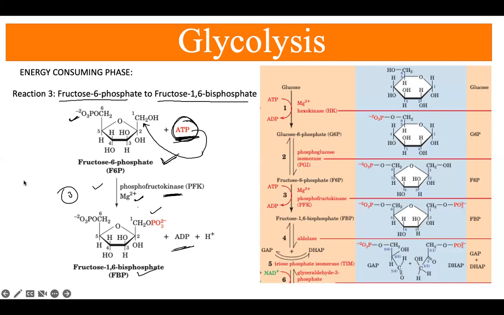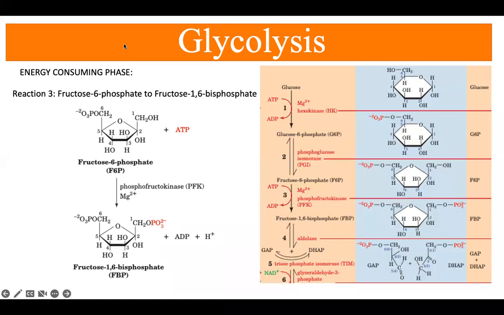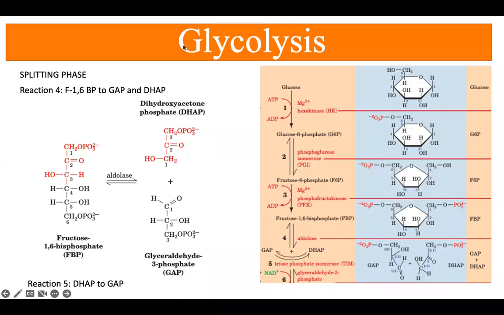Now, make sure to remember that the reaction number 3, which is being catalyzed by the phosphofructokinase, is the committed step. It is the first committed step of the glycolytic pathway, which means that if this step takes place, then the pathway has the tendency to move towards the end, right? Okay, so this was the third reaction. Now let's move on to the fourth reaction.